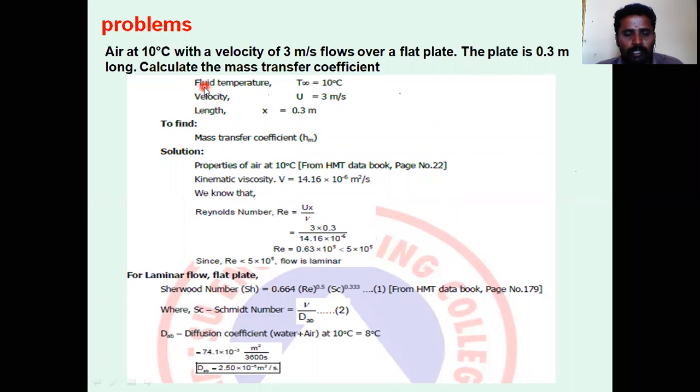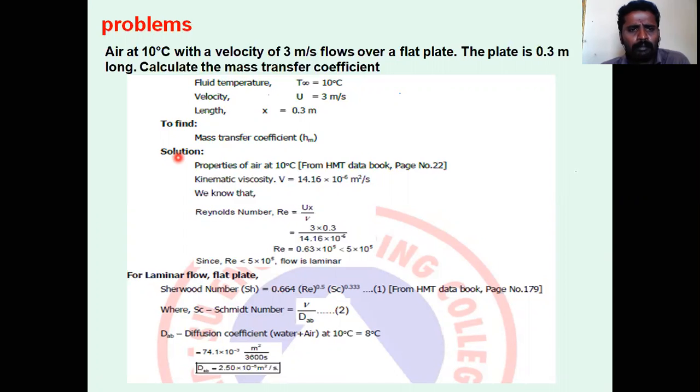Here the fluid temperature is given data. The air is at 10 degrees Celsius, flowing over the flat plate. The fluid temperature is equal to 10 degrees Celsius. The velocity is 3 meters per second. Length x is equal to 0.3 meter. To find the mass transfer coefficient, how can we solve this problem?